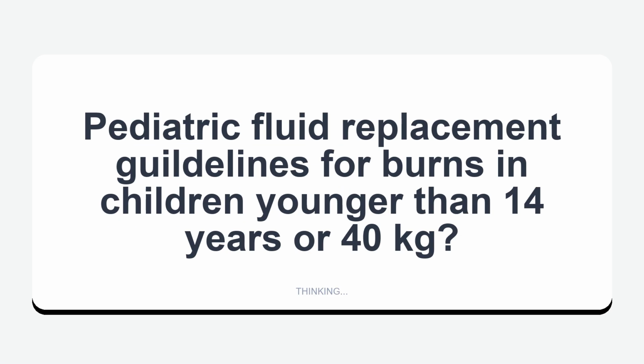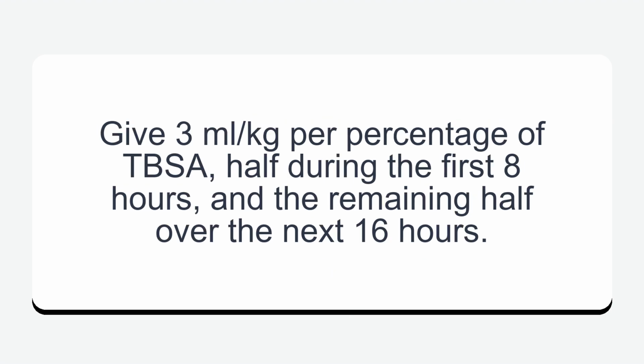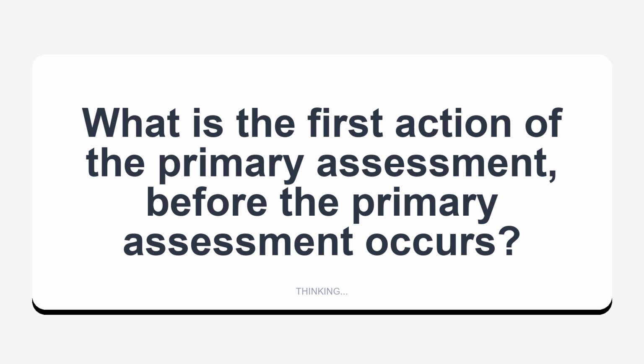Pediatric fluid replacement guidelines for burns in children younger than 14 years or 40 kilograms. Give 3 milliliters per kilogram per percentage of TBSA, half during the first 8 hours, and the remaining half over the next 16 hours. What is the first action of the primary assessment, before the primary assessment occurs?